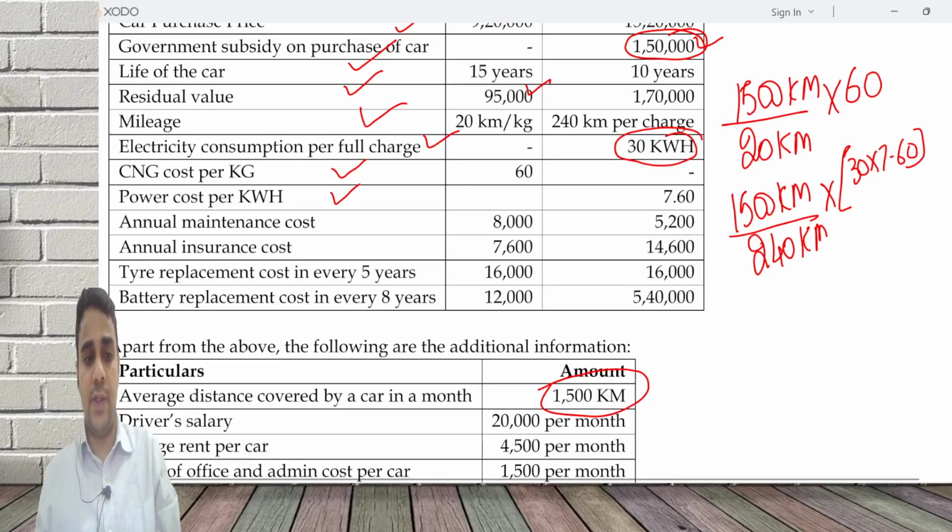Anybody has any doubts on this? Please let me know. Any doubts till this? Let me know. Most important calculation is this.